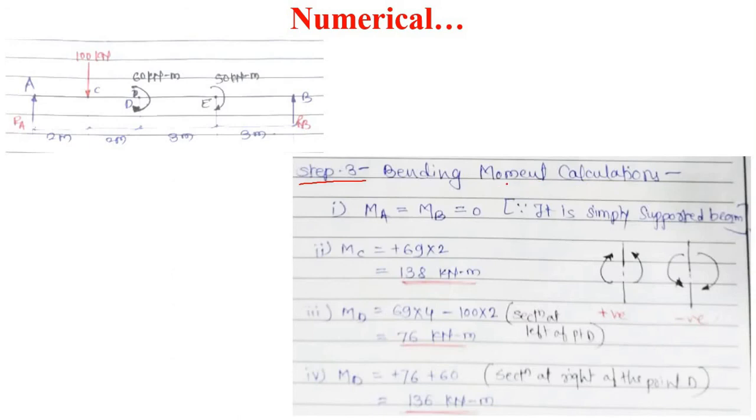Bending moment calculations. Bending moment at point A and bending moment at point B will be 0. MA and MB are equal to 0, because this is a simply supported beam, and the bending moment will be 0 at the supports. It is simply rested at these 2 points A and B, so the bending moment will be 0 at these 2 points.